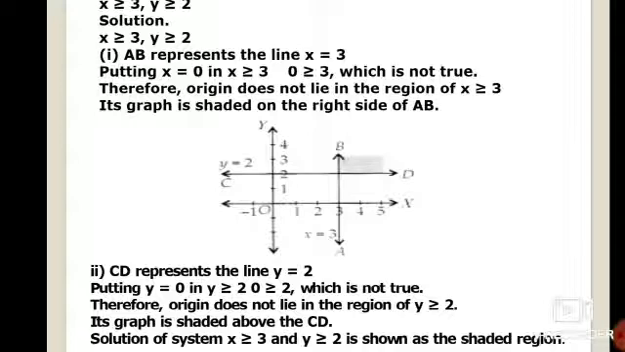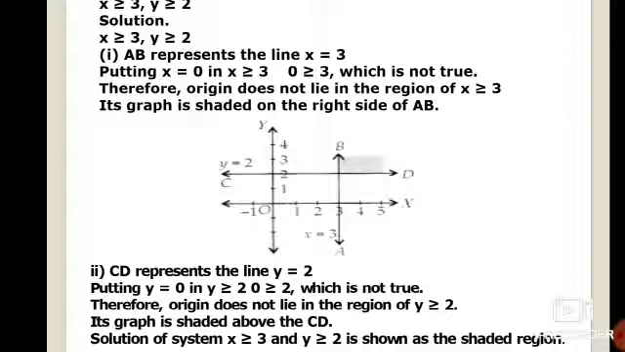First draw the line x equal to 3. When you draw it, you will get a line like this, and when you draw y equal to 2, you will get a line like this. Now check the point: is 0 greater than 3? It is false, so the origin does not lie in the region. This graph is shaded on the right of AB. Since the condition is false, you have to shade away from the origin.